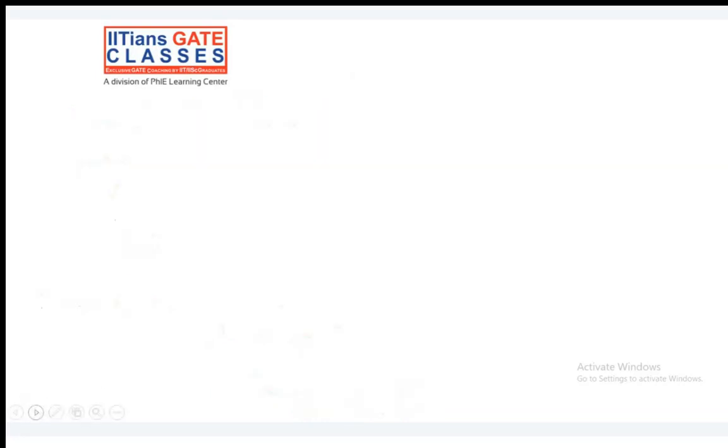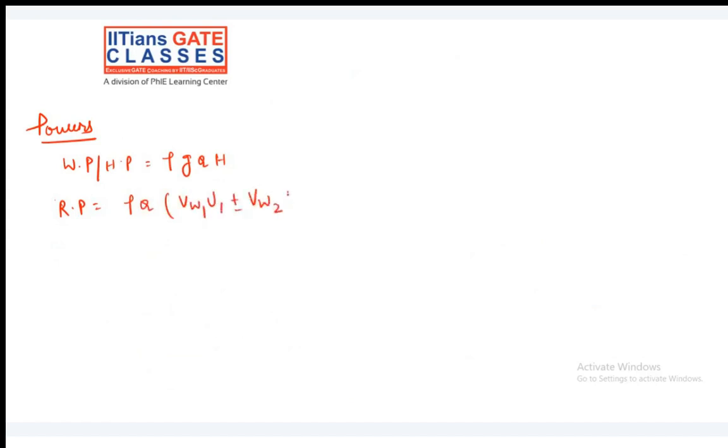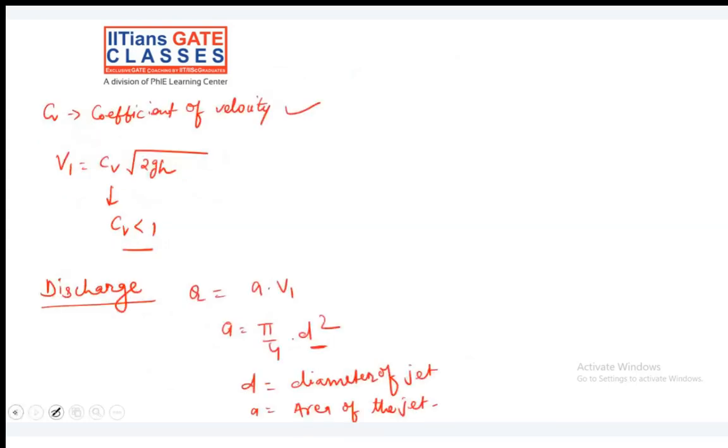Now power. So water power or hydraulic power, we know that this is rho g q h. Now what is runner power? Runner power, we know, is rho q (vw1 u1 plus minus vw2 u2). So let us look at what the sign will be here, plus or minus. Let us first go back to the velocity triangle.